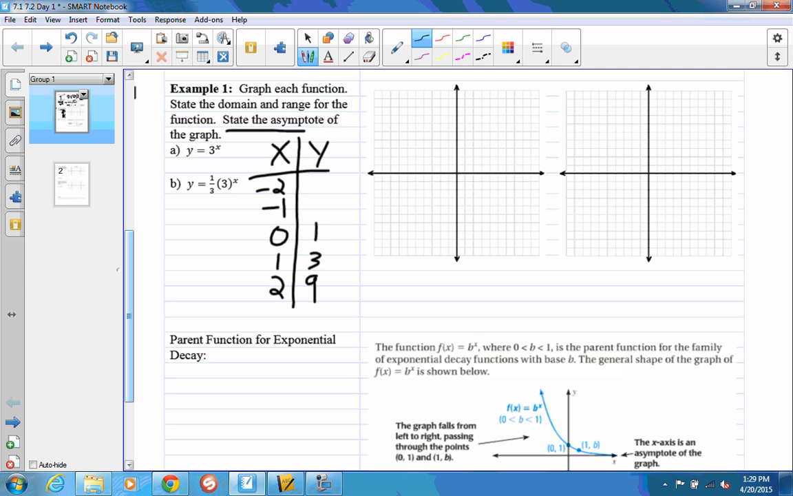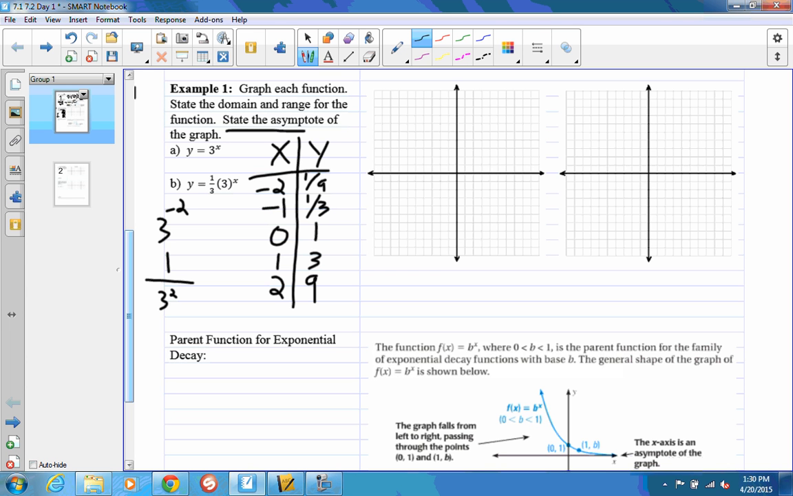Now let's work backwards. 3 to the negative first power. What do I do with that negative exponent? I flip it to get rid of it. So this becomes 1 over 3 to the first, which is just 1/3. Good. Let's do the next one. 3 to the negative second power. Flip it. 1 over 3 squared, which is 1/9. Good.